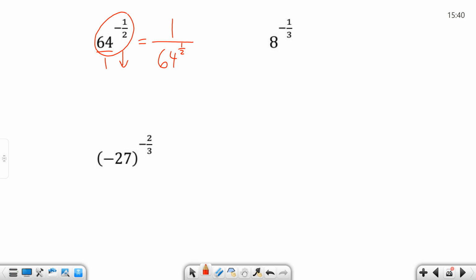So here, this then means 1 over the square root of 64, which is 1 over 8. And you can't do anything else with that. 1 over 8, and it is simplified at this point. 1 over 8.